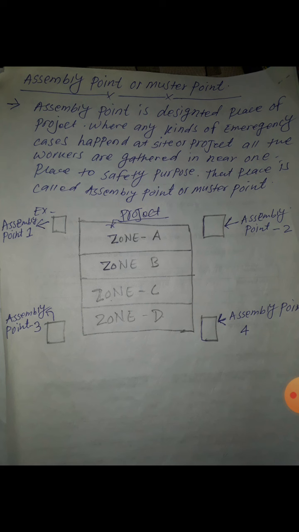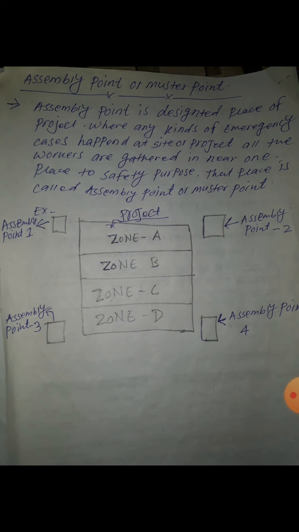So any kind of emergency that happens, emergency means there is fire inside, or some gas leakage, or some chemical leakage. At that time you give the safety notice and inform, and immediately you leave your work area or site and go to the assembly point, for safety purpose.